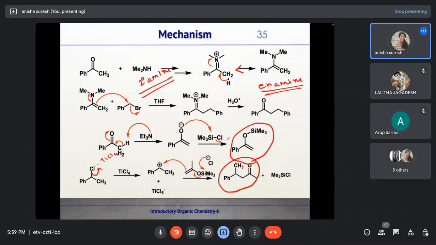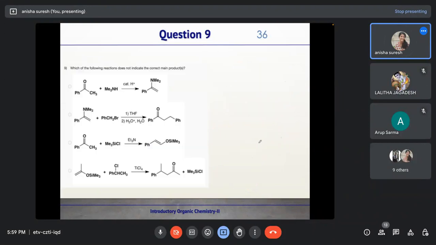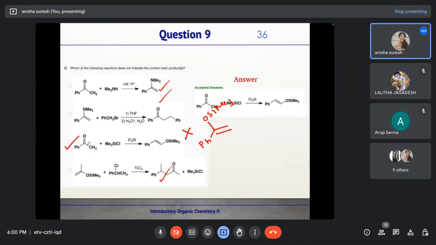So the wrong product was given in option number 3. So is it clear? This is not the right product. The right product that will be formed here will be OSiMe3 with a double bond. All other options are correct options. The only reaction in which the wrong product is marked is option 3. So according to our question, the right option will be option 3. Clear?